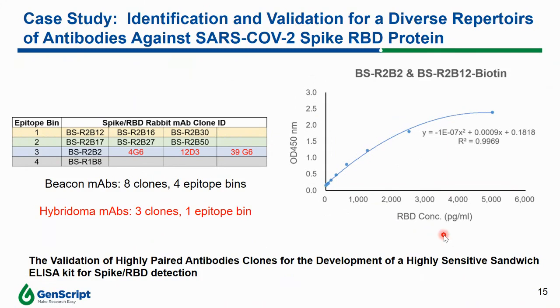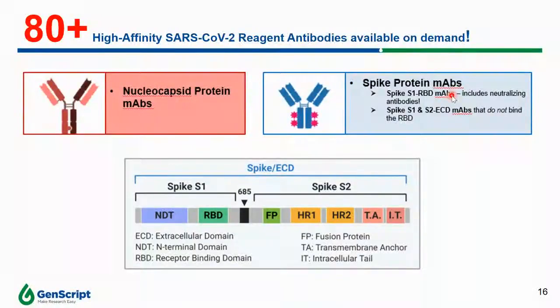In fact, from the spike RBD monoclonal antibodies that we identified, we developed a highly sensitive sandwich ELISA using the clones BS-R2B2 and the biotinylated BS-R2B12, with a sensitivity for the spike RBD protein of 20 picograms per mL. So with these technologies, in addition to the antibodies presented in the case study, we have developed over 80 SARS-CoV-2 control antibodies, which are available on demand.